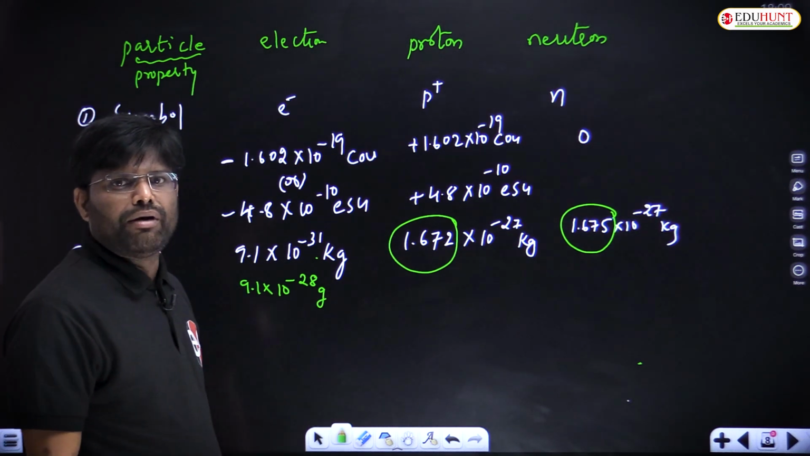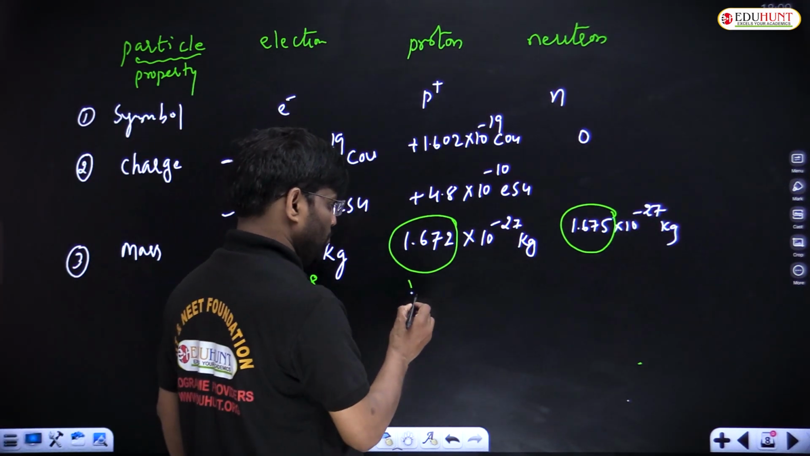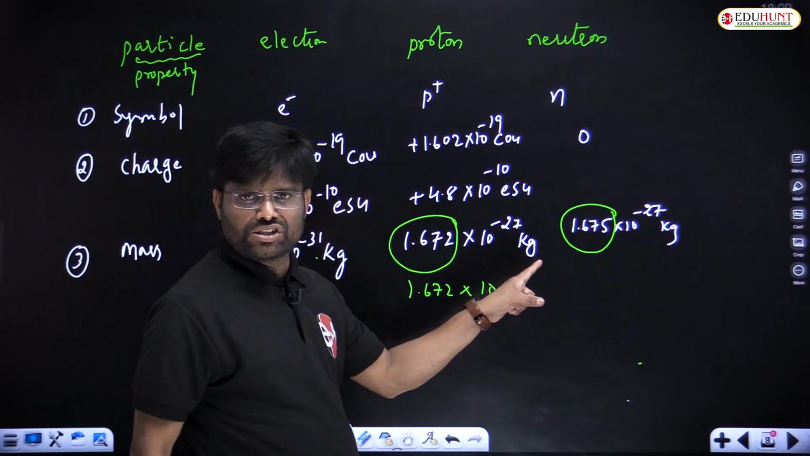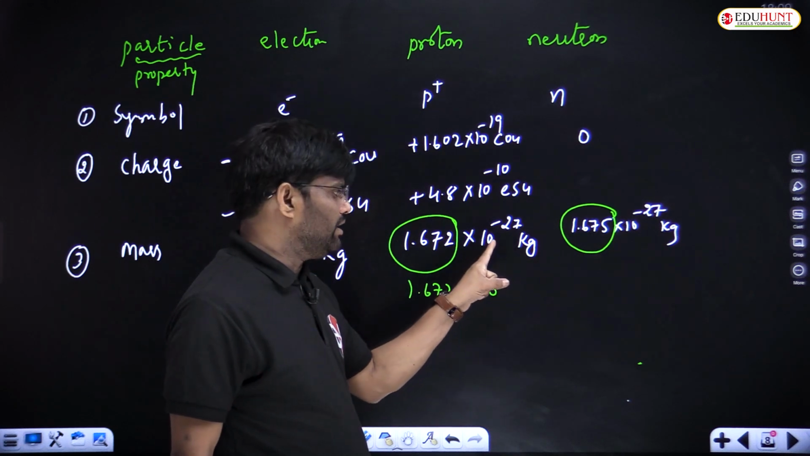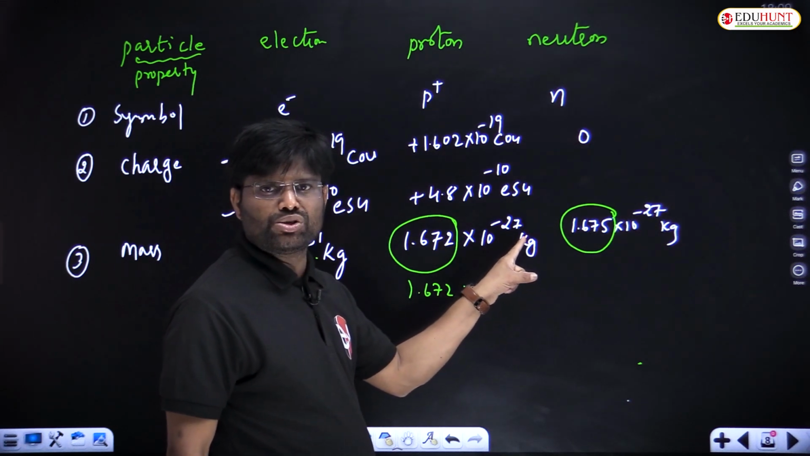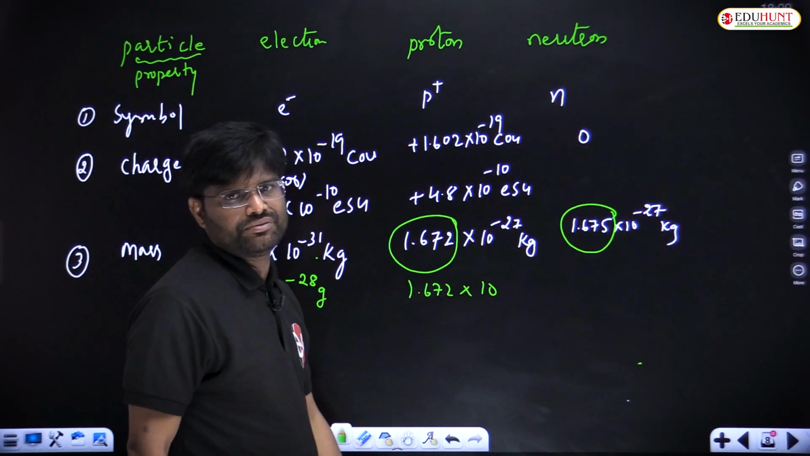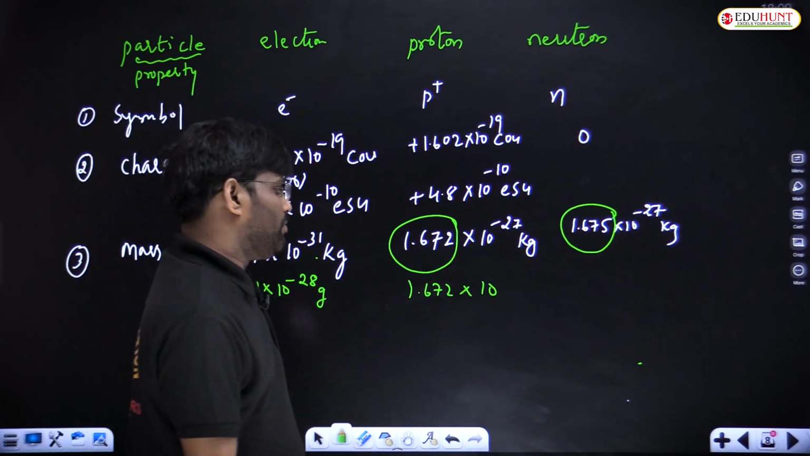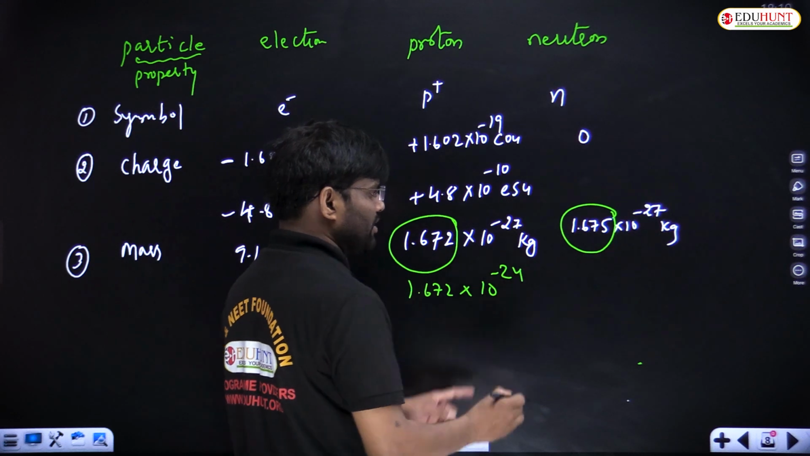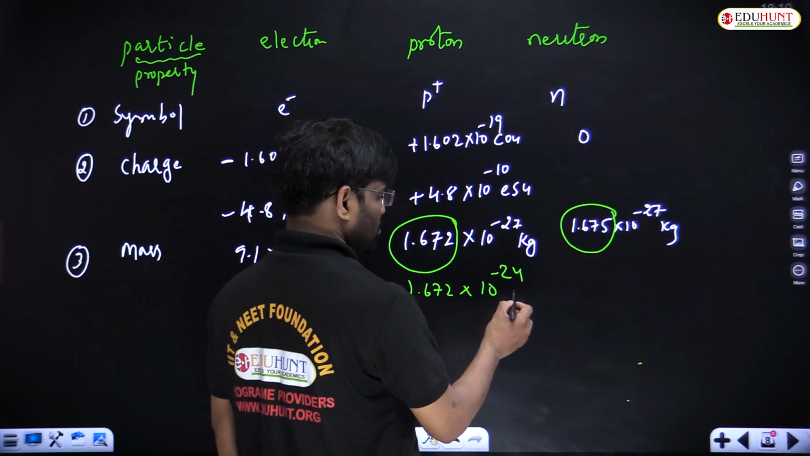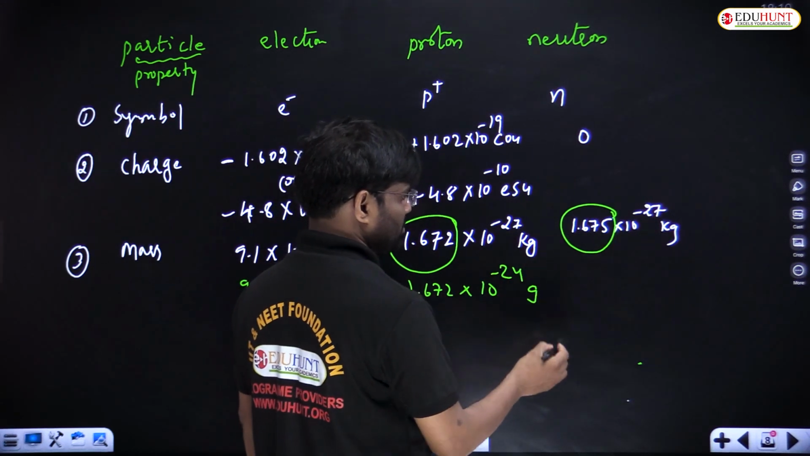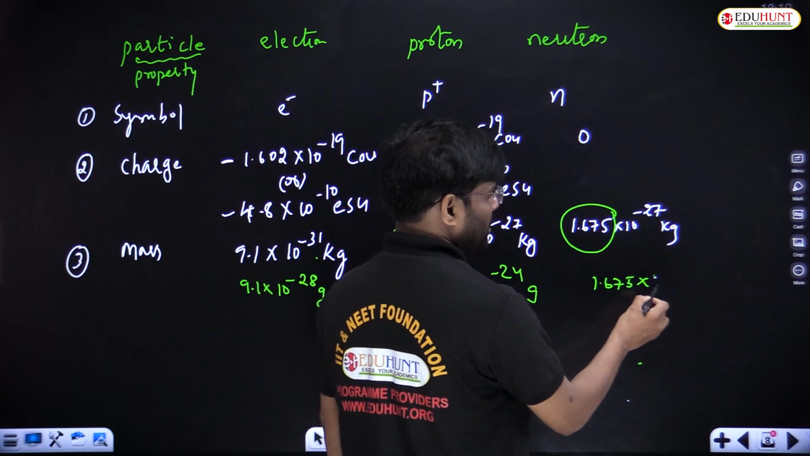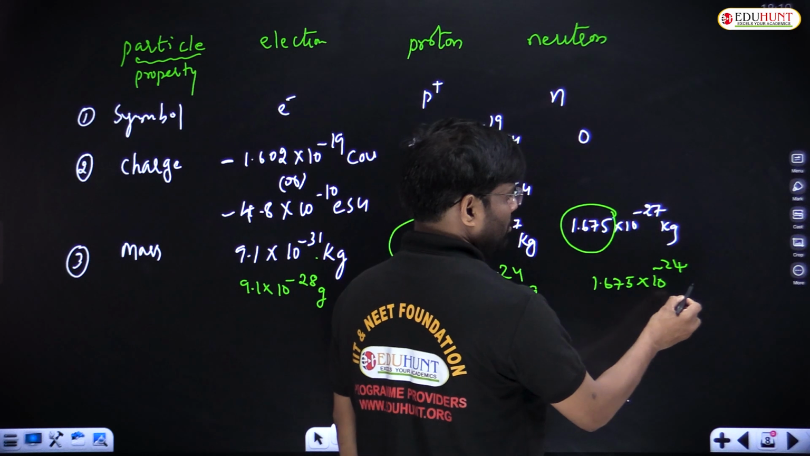10 power minus 28. This value, see, 1.672 into 10 to the power of, here also 1 kg means 1000 grams, 10 cube. Then the bases are equal, so the powers should be added. Minus 27 plus 3. How much? So 10 power minus 24. The bigger value is having minus. So this is in grams: 1.675 into 10 power minus 24 grams.